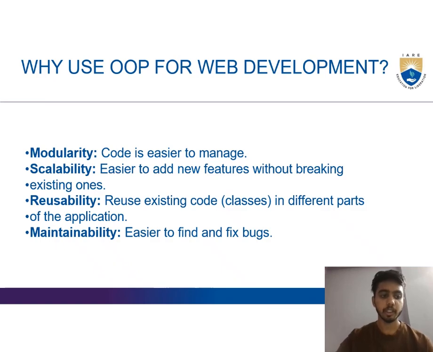Modularity. Each component, like a user or product, can be developed and tested independently. Scalability. You can add new features without disturbing existing ones. Reusability. Common classes can be reused across multiple modules or even different projects. Maintainability. Bugs are easier to locate and fix since code is organized logically. This is why OOP is the heart of almost every modern web framework to date.